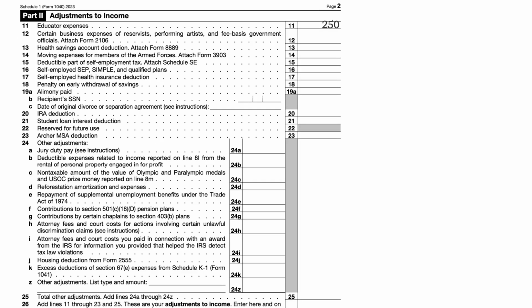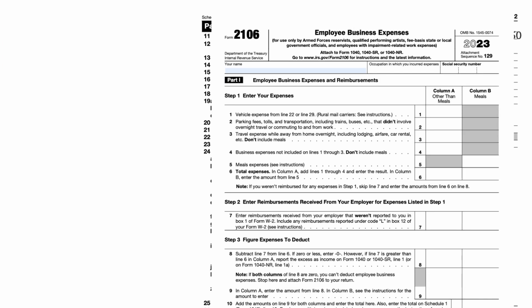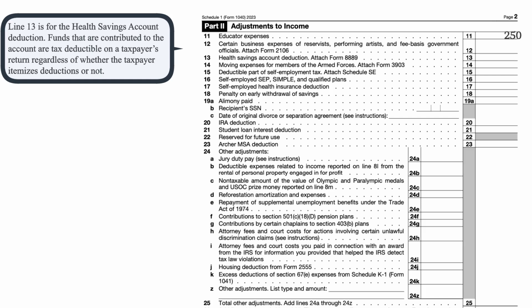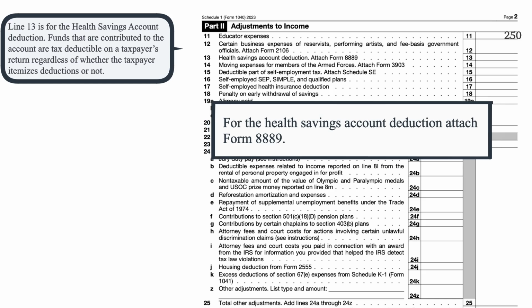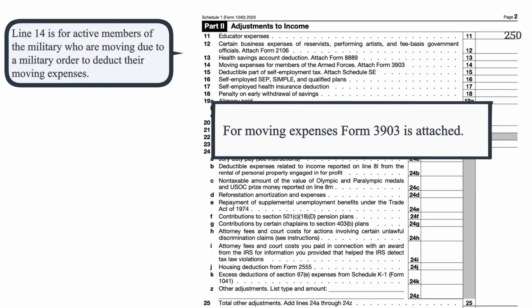Line 12 is to report unreimbursed job expenses for Army reservists, performing artists, and fee-basis government officials, which is derived from IRS Form 2106. As you can see, IRS Form 2106 is used to fill out employee business expenses for expenses such as vehicle expenses or meal expenses. Line 13 is for the health savings account deduction. A health savings account, HSA, is a savings account reserved for medical expenses. Funds that are contributed to this account are tax deductible on a taxpayer's return, regardless of whether the taxpayer itemizes deductions or not. Line 14 is for active members of the military who are moving due to a military order to deduct their moving expenses.